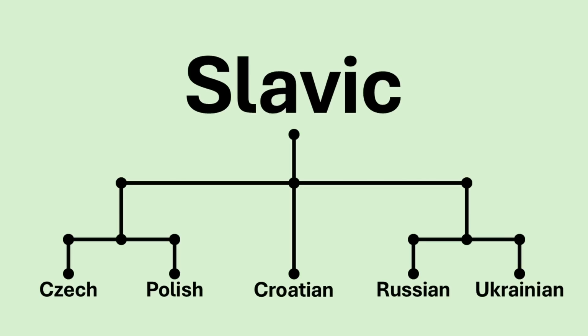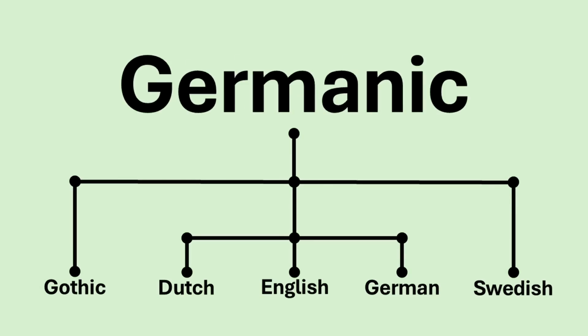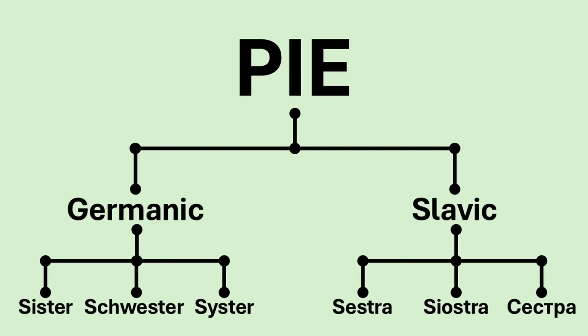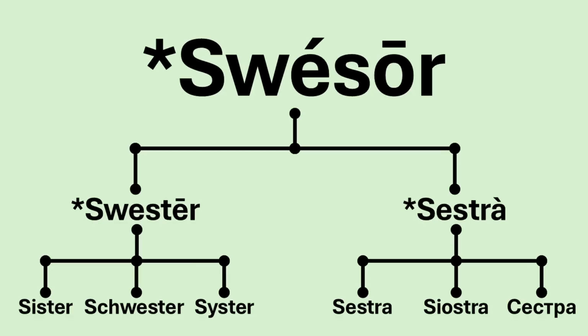The Slavic languages, such as Russian, Ukrainian, Polish, Czech and Croatian, and the Germanic languages, including English, German, Dutch, Swedish and Gothic, are all distantly related via the ancient Proto-Indo-European language. As such, we can trace a number of words between them and link them back to the ancestral language.